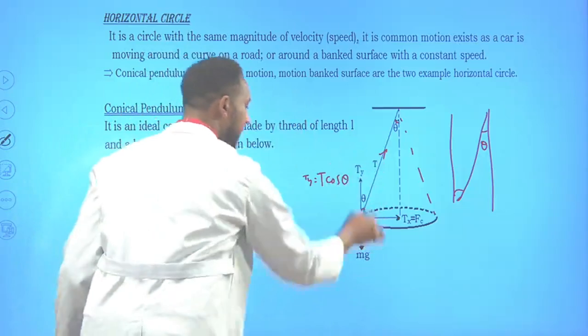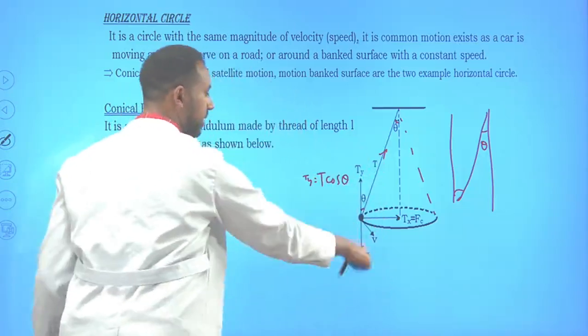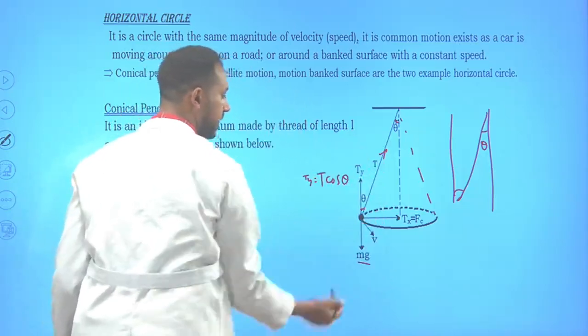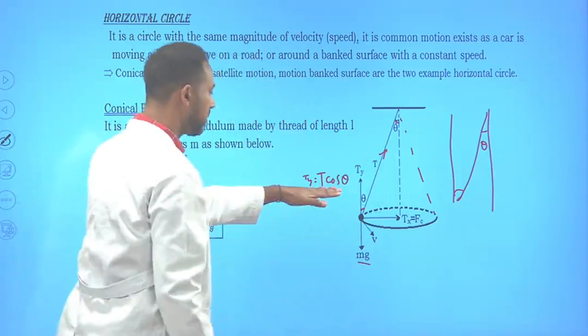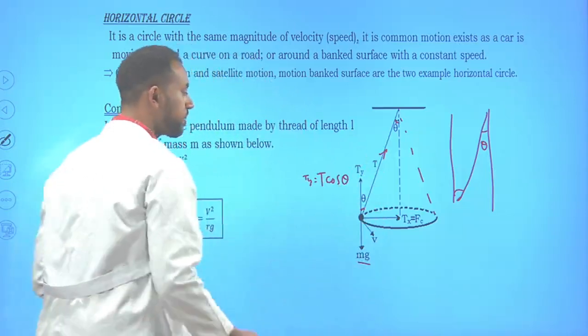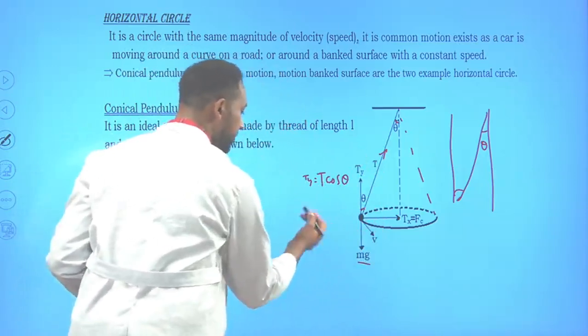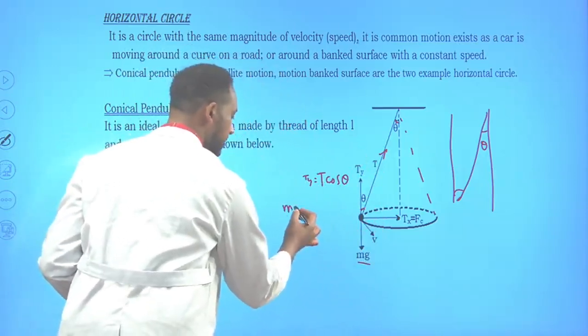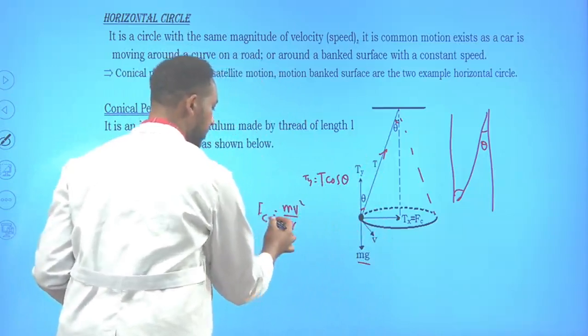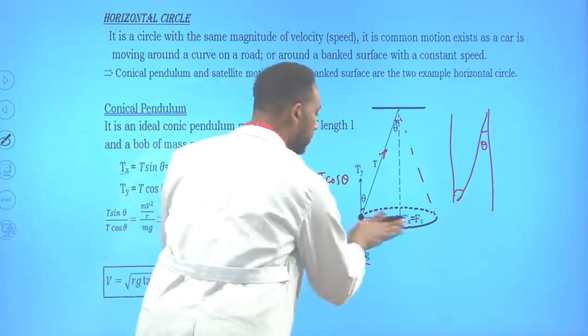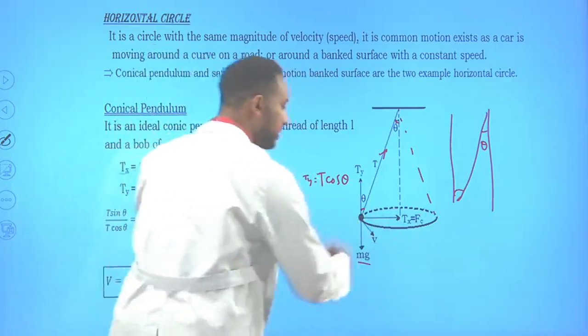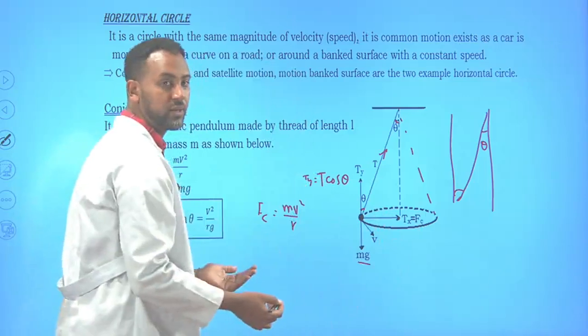And that is balanced by mg. The object attached here is a mass, so its weight mg equals T cos theta. And the object has a tangential velocity. Due to that tangential velocity, mv squared over r acts as a centripetal force. The force which tends to act towards the center is known as the centripetal force.